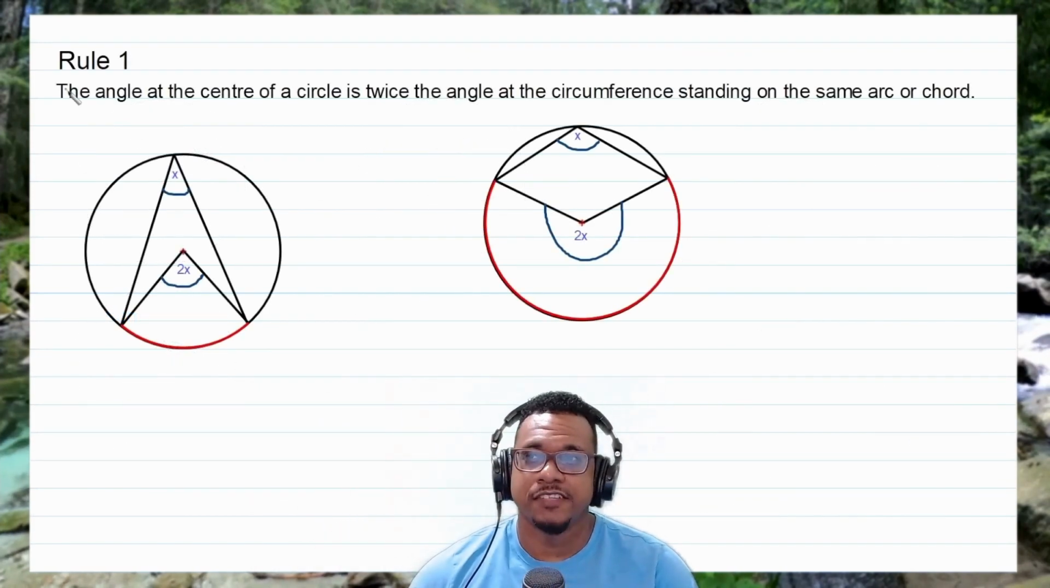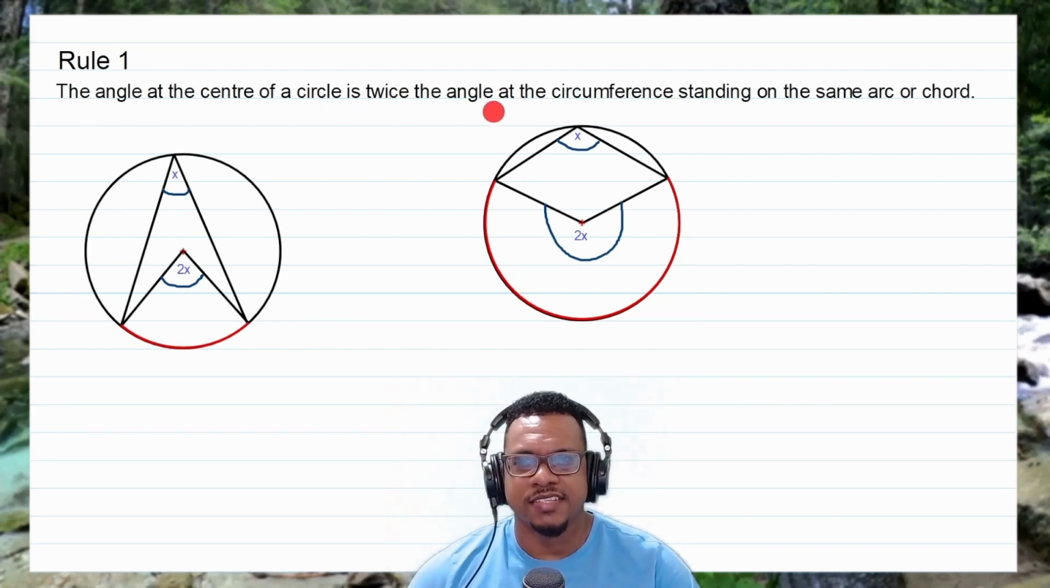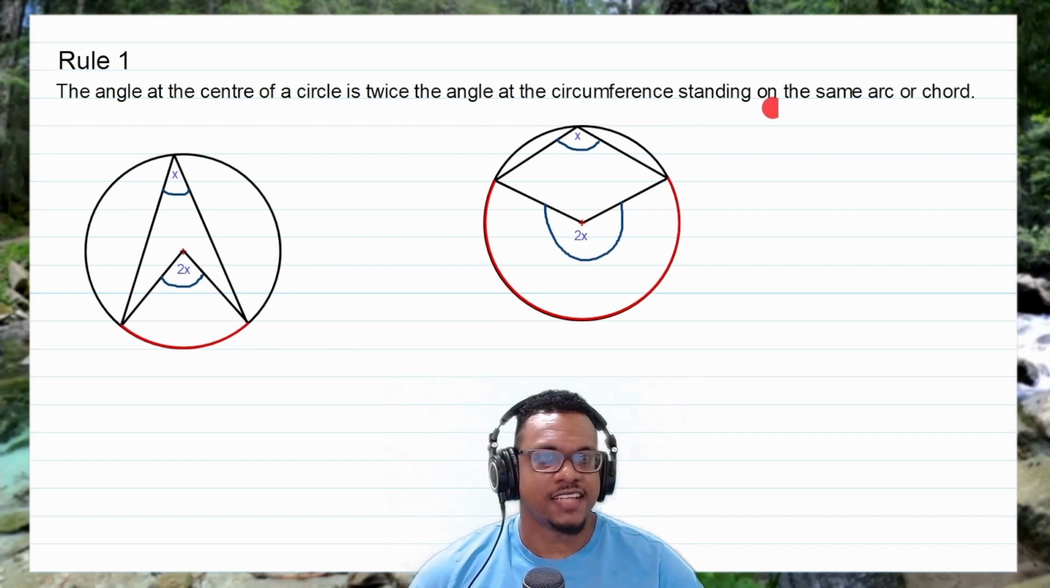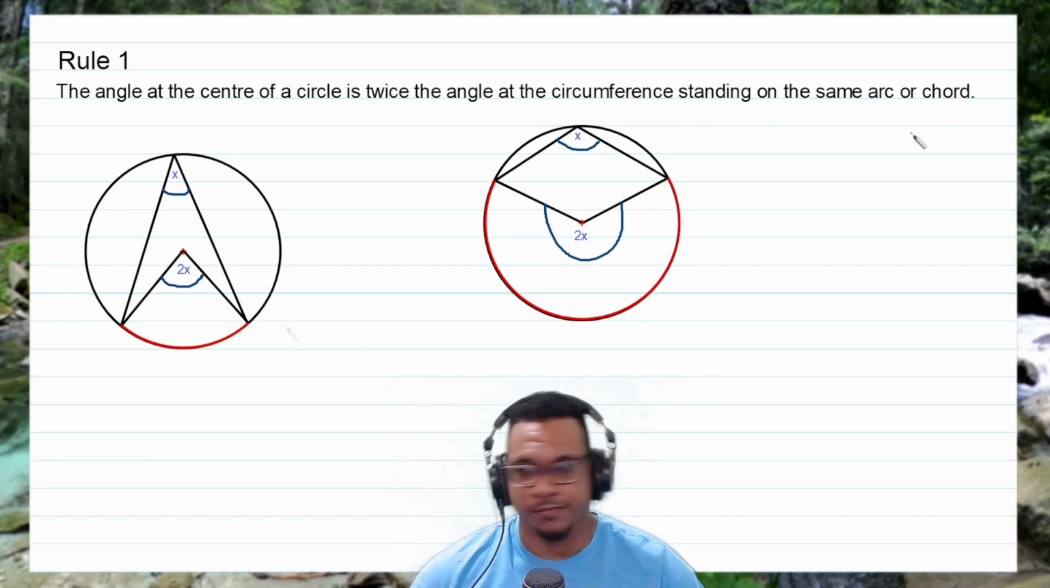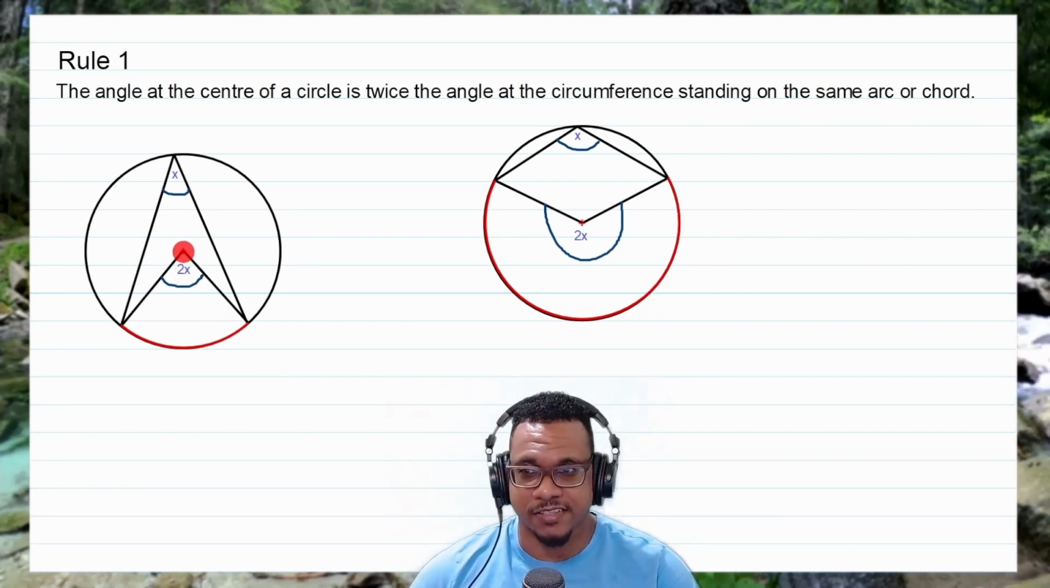So here I have my first rule, rule 1, that says that the angle at the center of the circle is twice the angle at the circumference, standing on the same arc or chord. So here I have an example of that rule. We can see that I have an angle x. The vertex of that angle is at the circumference of the circle. And I have this angle 2x, whose vertex is at the center of the circle.